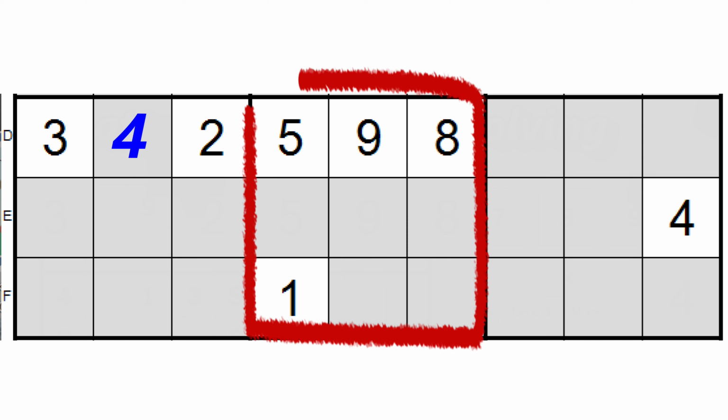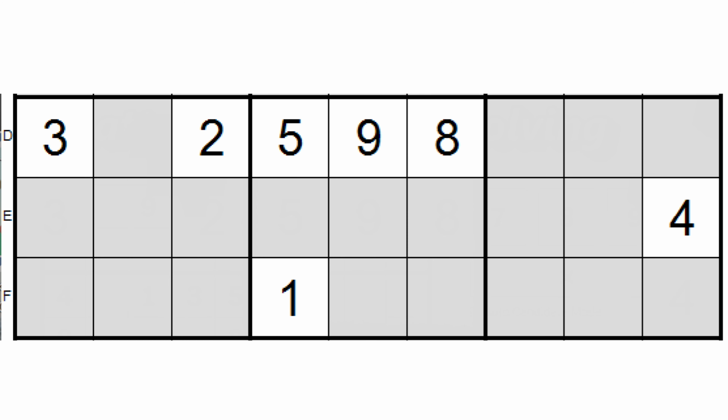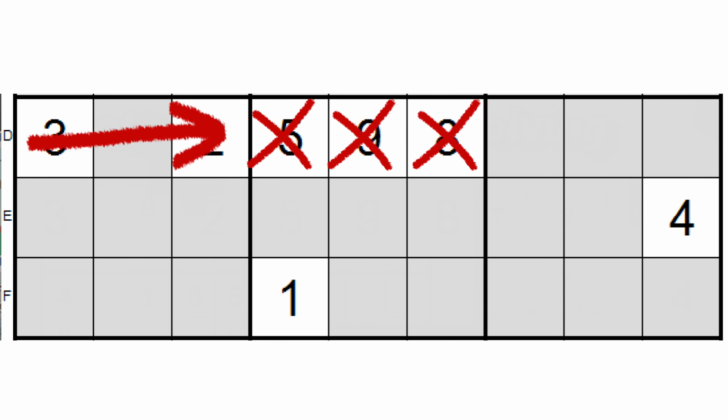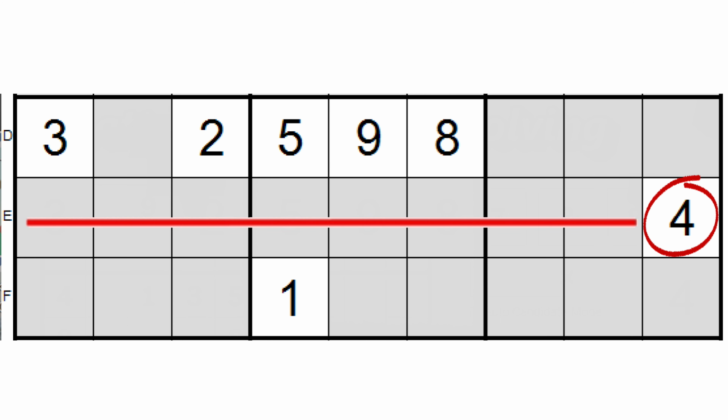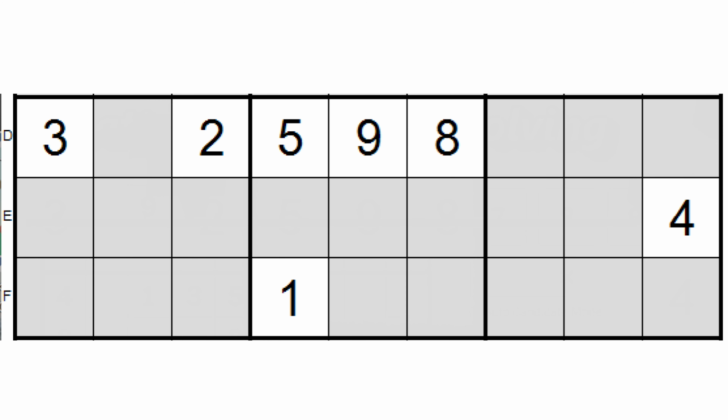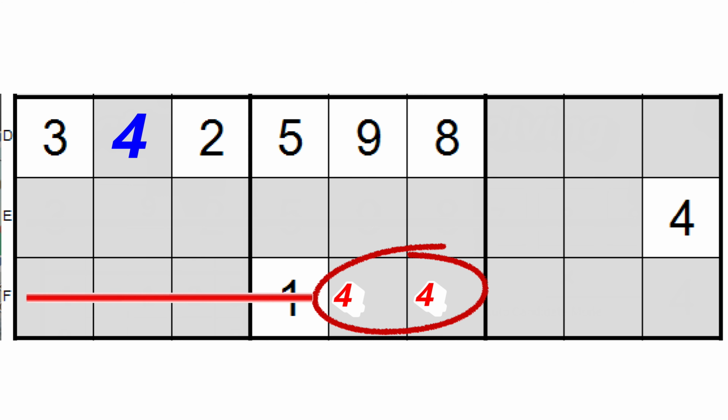Let's have a closer look at block 5. Where can the 4 go in block 5? Well, since there's a completed segment in row D, and there's already a 4 in row E, then the 4 has to go in one of these two cells in row F. Now do you see why the 4 must go here? Row F is eliminated since the 4 is penciled into two locations where it must go in block 5.